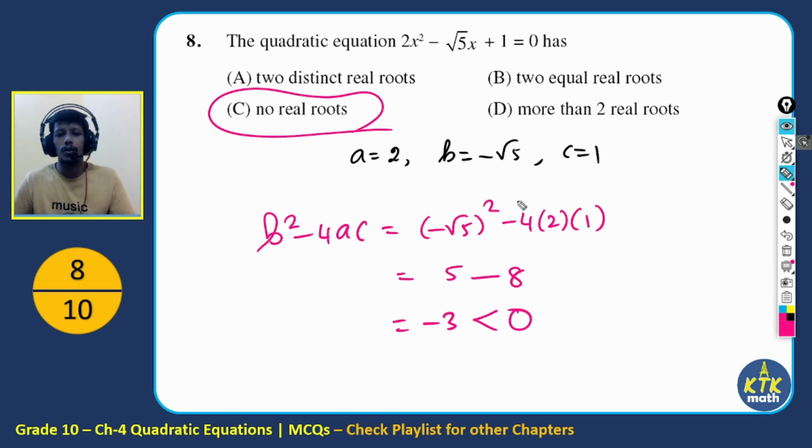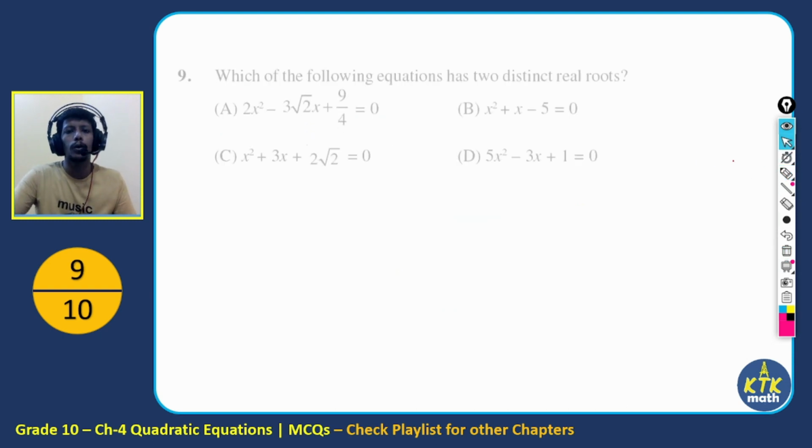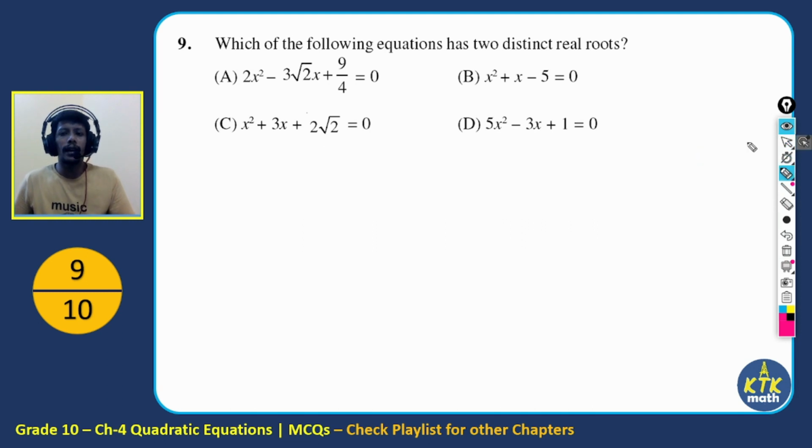Now the next one, question number 9. So we have still 2 more to go. Question numbers 9 and 10 will look like you need to work on all the options. So don't say it's easy only. Which of the following equations has 2 distinct real roots? So we need to expect the answer to be b square minus 4ac is greater than 0. So you need to work on all the questions. Just try to work on all the questions.